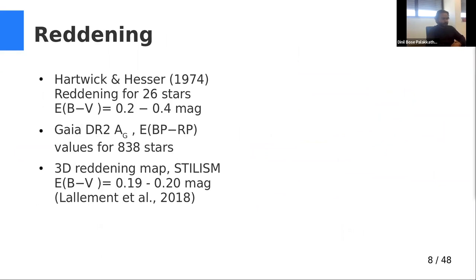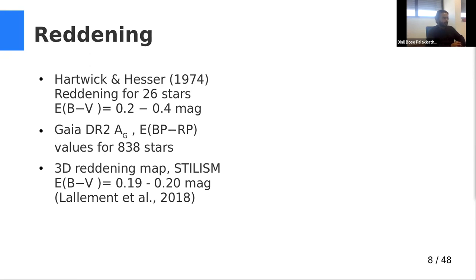So when the light passes through the dust, it gets attenuated. So we have to correct for this attenuation because it's important in calculating the physical parameters like luminosity and temperature. When we look into the literature, Hartwig and Hesser have done reddening measurements for 26 stars in the cluster, and they found the reddening varies from 0.2 to 0.4 magnitude.